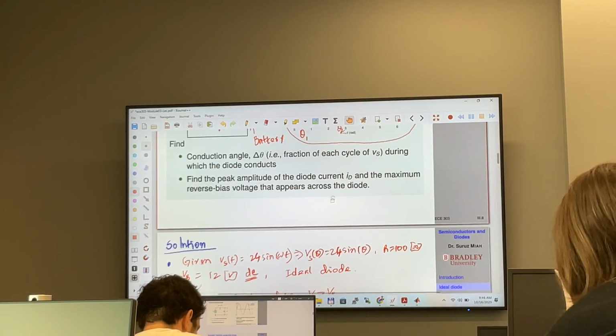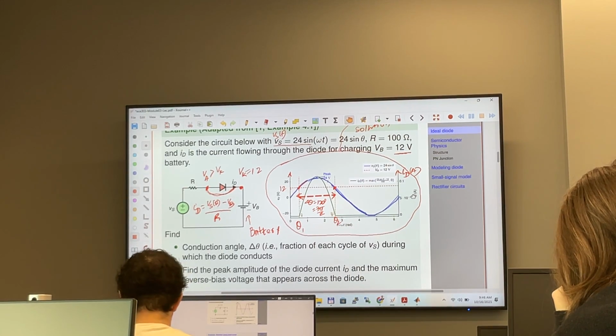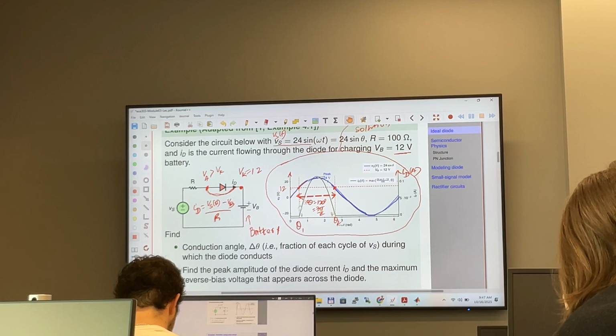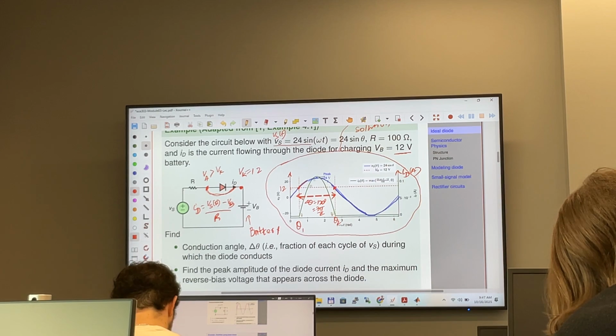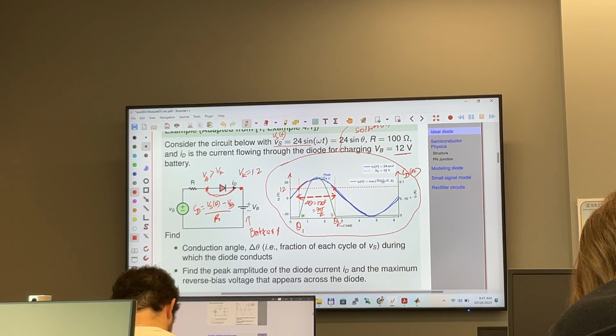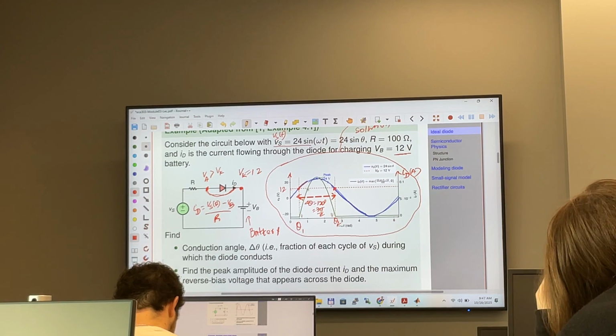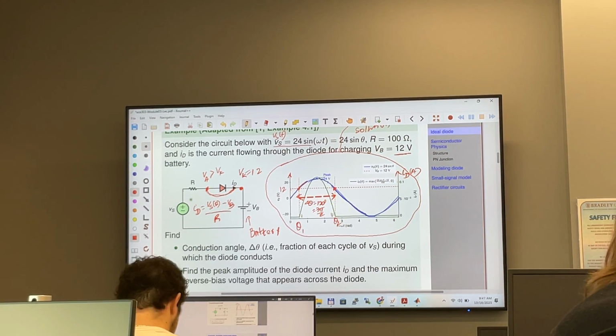Now, if you look at the y-axis, ID, there will be no current until this point. After that, diode current will increase because the voltage is increasing, right? So no current, it is zero until this point, 5 over 3, that's 6. So after that, diode current is increasing up to this point. After that, your anode voltage is less than the cathode voltage, therefore the diode is reverse biased. Diode current is going to be zero. Did you guys understand why the current plot is like that?